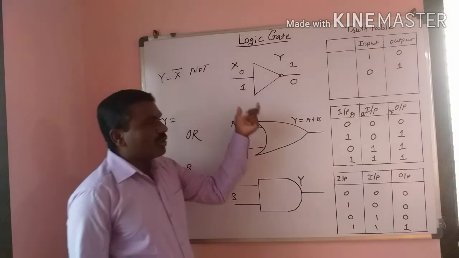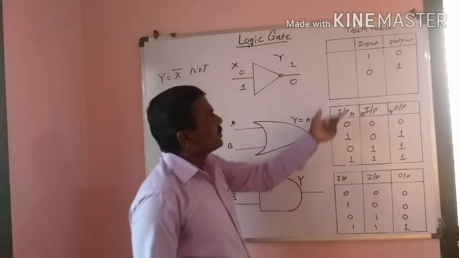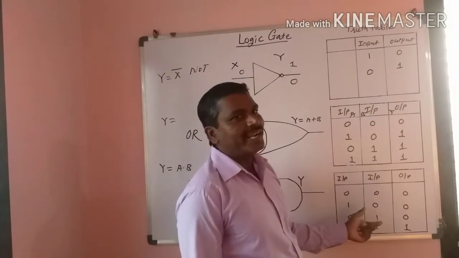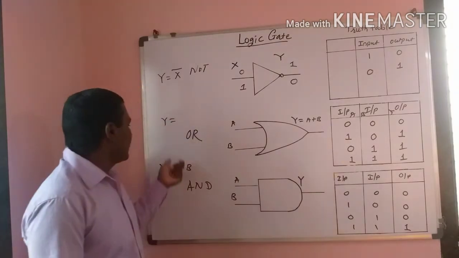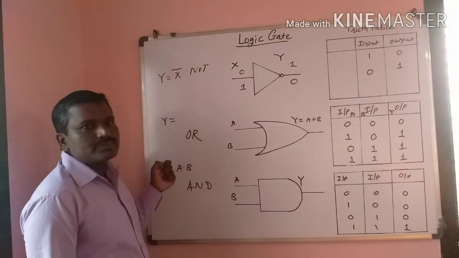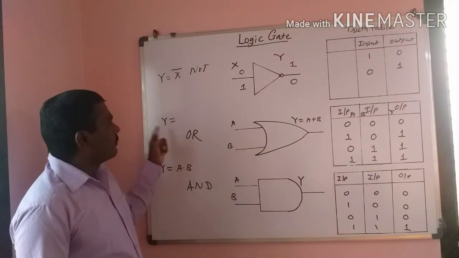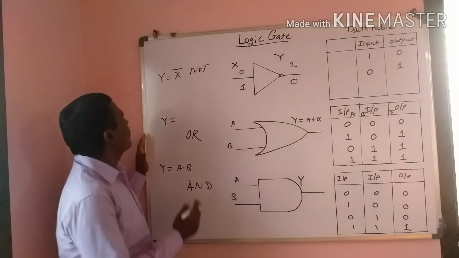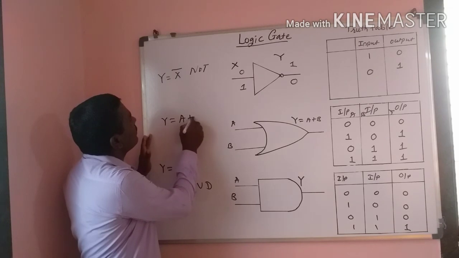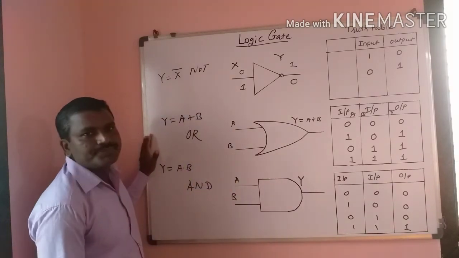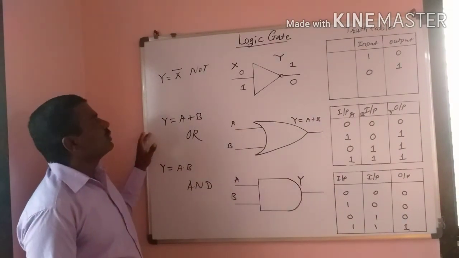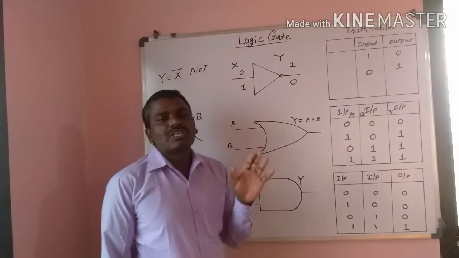These are the symbols for the logic gates. These are the truth tables for the logic gates, and this is the Boolean expression for the logic gate. The Boolean expression for the OR gate is Y is equal to A plus B. In this way, we have learned about the 3 basic logic gates.